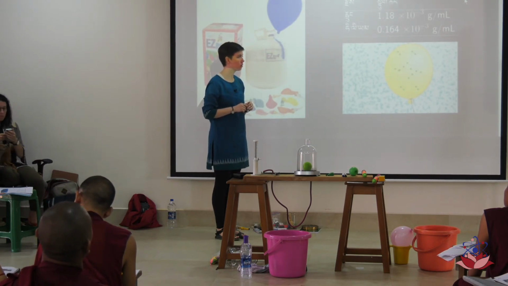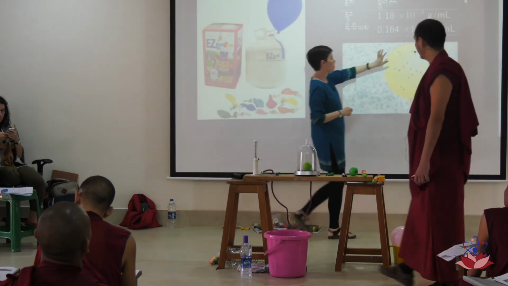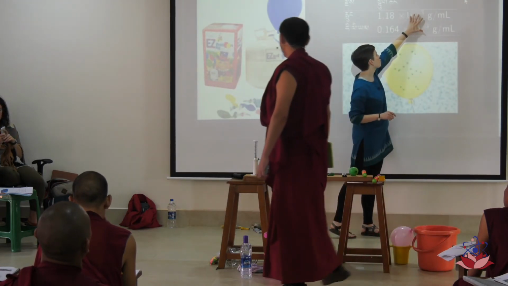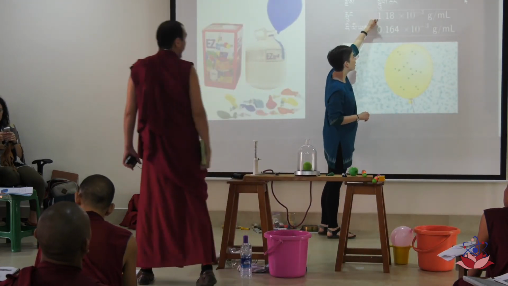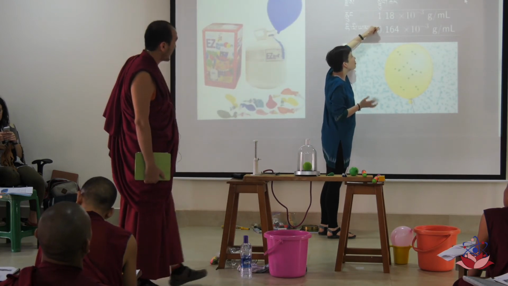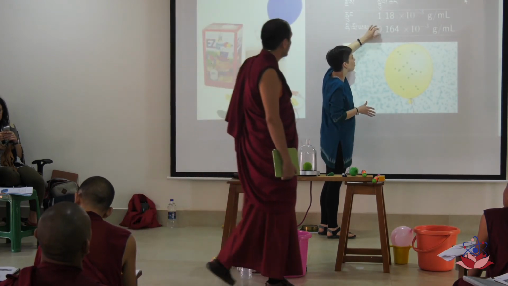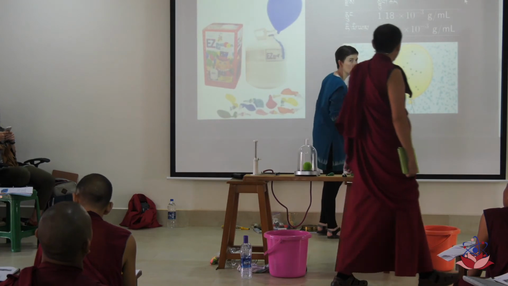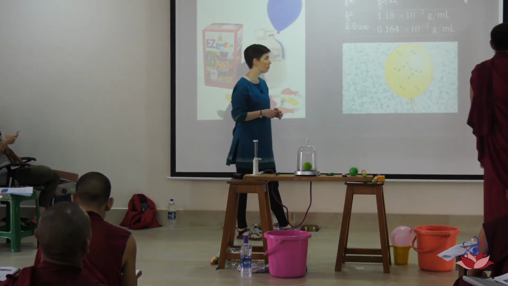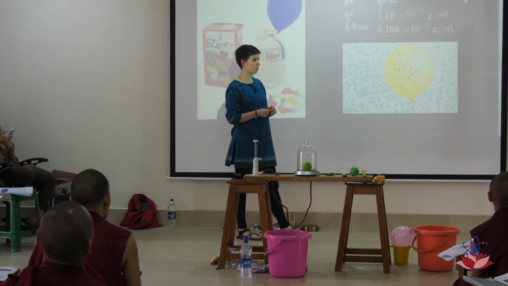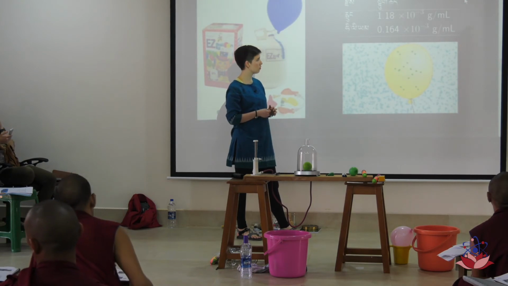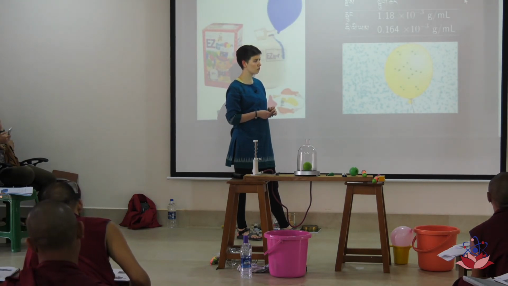So we can temporarily ignore the exponent, and we see that air is about 10 times more dense than helium.